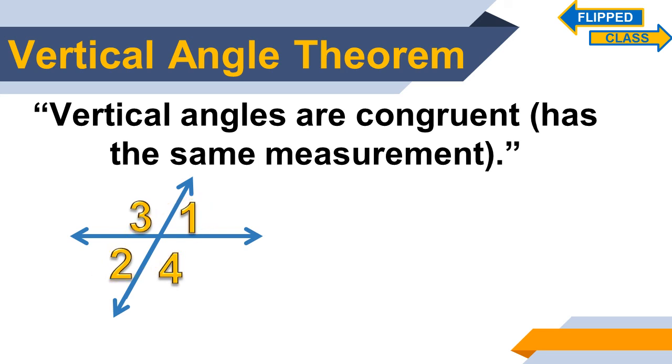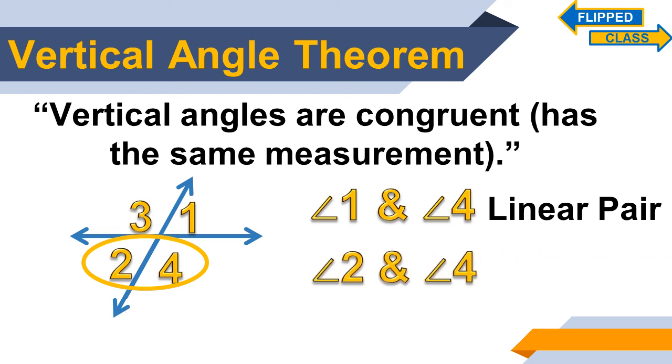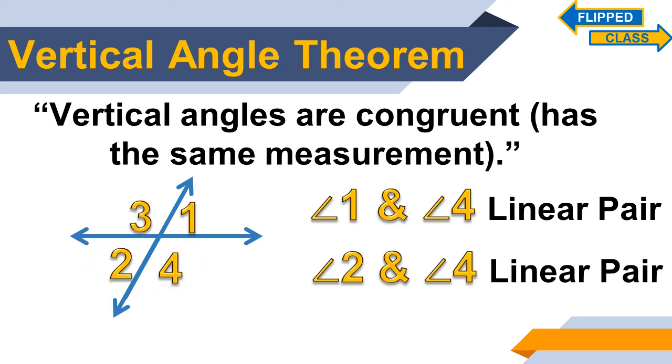The first relationship that you see is for angle 1 and angle 4. Angles 1 and 4 form a linear pair. Aside from that, angles 2 and 4 also form a linear pair. This would be helpful for us to prove later on that angles 1 and 2 are congruent, or have the same measurement. If we use the same angle 4 here, that would mean angles 1 and 2 are congruent because angle 4 is just the same.